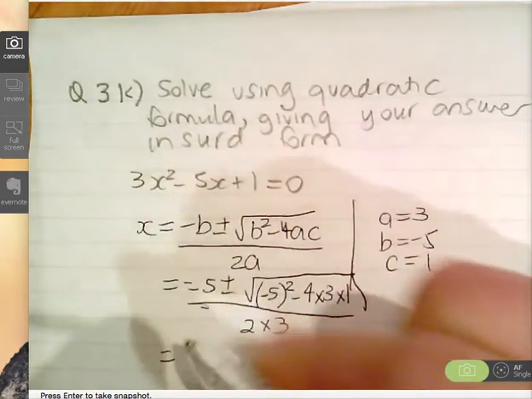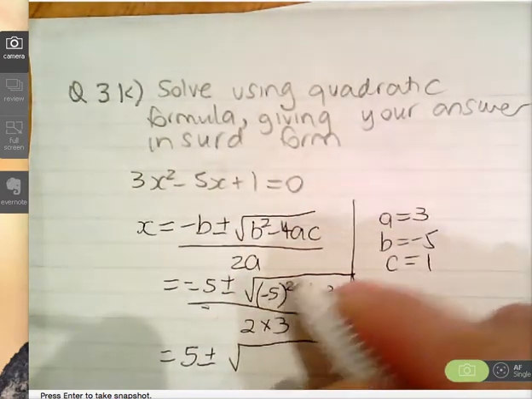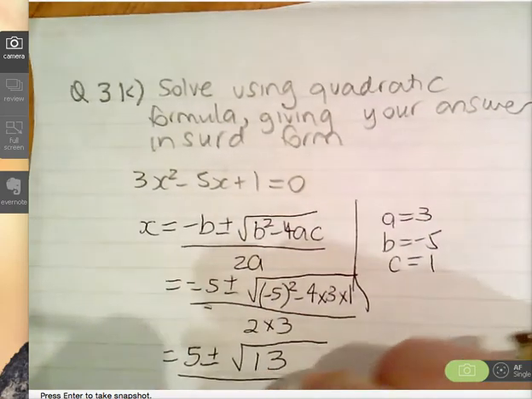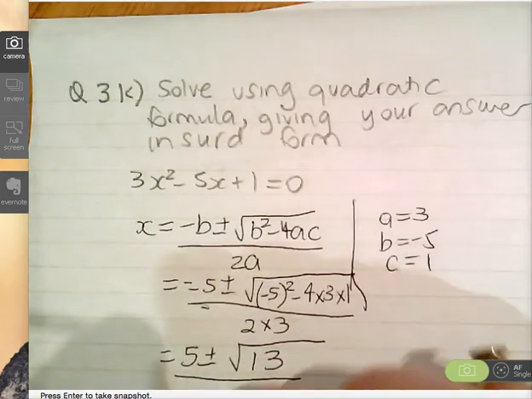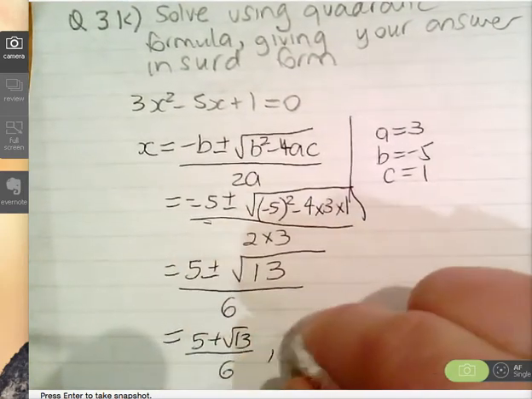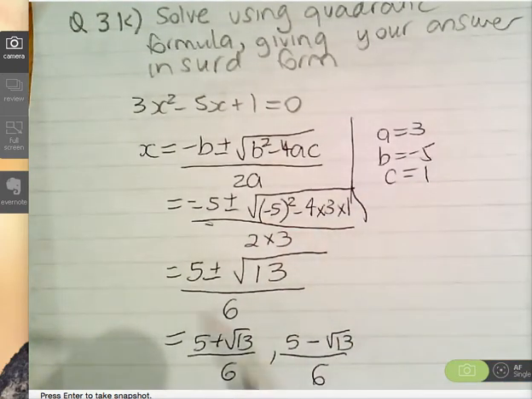So we get negative 5 is positive 5. Plus or minus the square root of, now we've got 25, because negative 5 squared is 25, minus 12. 25 minus 12 is 13, so 5 plus or minus the square root of 13 over 6. So therefore, our two answers are 5 plus root 13 over 6 and 5 minus root 13 over 6. Now we're just leaving those in surd form. These cannot be simplified because the square root of 13 has no factors. And there are no square numbers that go into 13, so that's your answer there to question 3K. You just leave your answer like that.